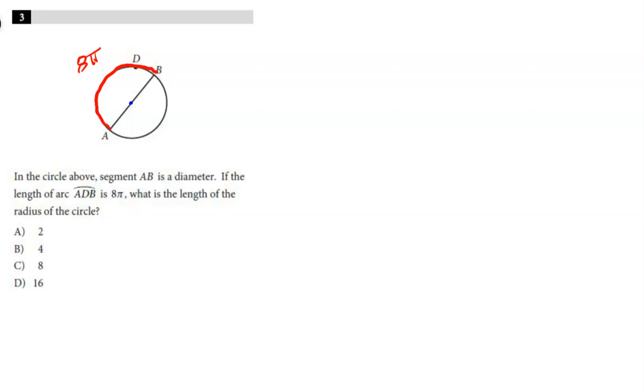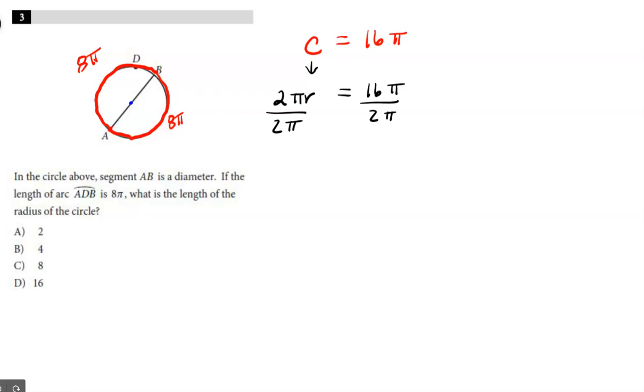A couple different ways I could do this. I'm going to say all the way around the circle would be another 8 pi, so the circumference of this circle is 16 pi. We can use that to solve for the radius, because the formula for the circumference is 2 pi r, and that comes out to 16 pi. If I divide this side by 2 pi and this side by 2 pi, that tells me what r is, and the radius is going to be 8. Correct answer, C.